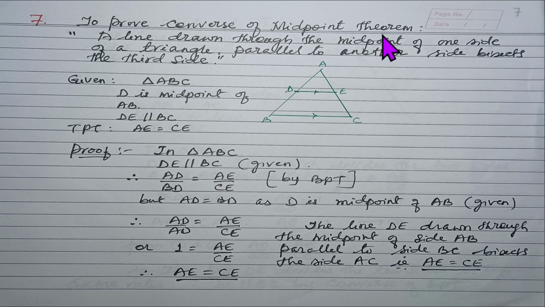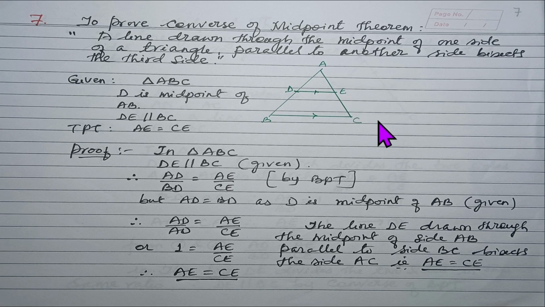We had learned the midpoint theorem maybe in the 9th grade, in the old CBSE 9th textbook. The converse of the midpoint theorem states that a line drawn through the midpoint of one side of a triangle parallel to another side bisects the third side. What does that mean? Let us say we are given a triangle ABC, D is the midpoint of AB, and DE is drawn parallel to BC. Then DE will bisect the third side AC, such that E is the midpoint of AC, or AE is equal to CE. So here we have to prove that AE is equal to CE.